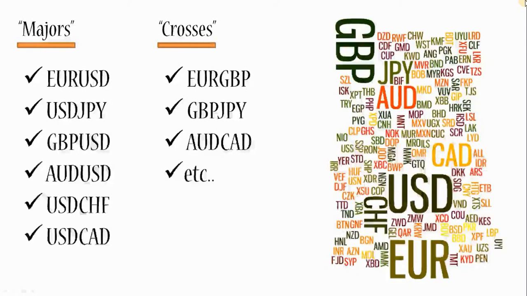Crosses are simply put all currency pairs that do not include the American dollar, such as the Euro British pound yen, Australian dollar, Canadian dollar, and so on. And of course there are also all other currency pairs.